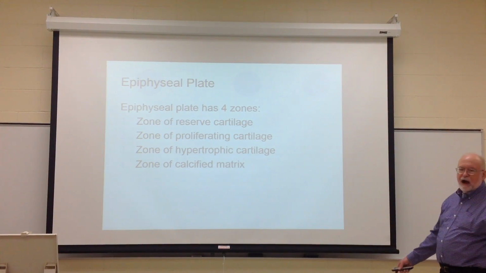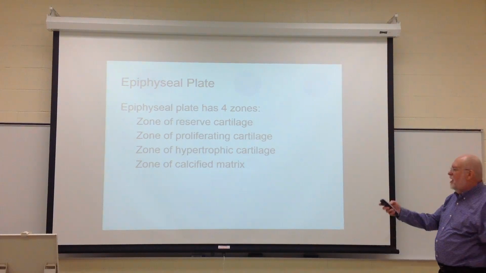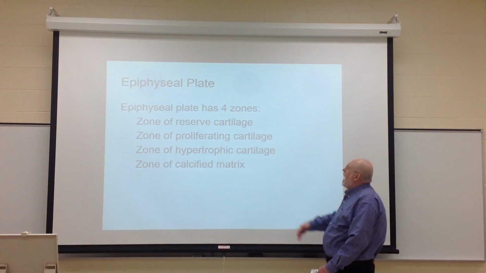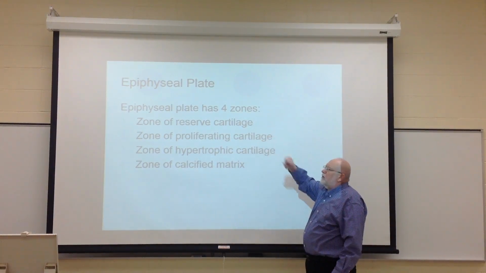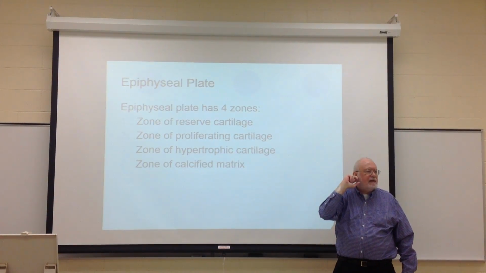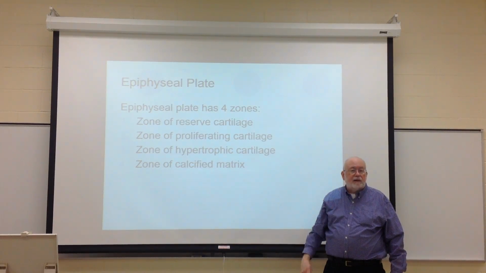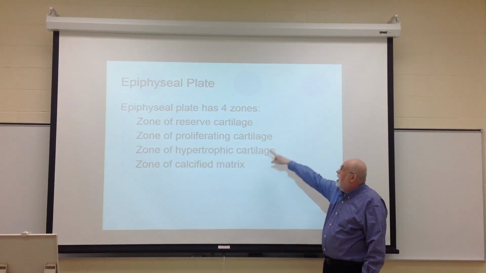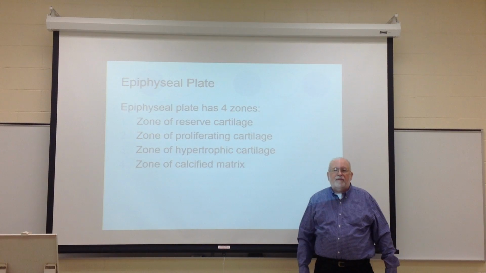All right? You don't have to write all this down because it'll show up in the outlines here in a bit. That reserve cartilage is nearest the epiphyseal end of the bone. So it doesn't matter whether we're talking about the proximal end or the distal end, it's closest to the epiphysis. Then there's the zone of proliferating cartilage.